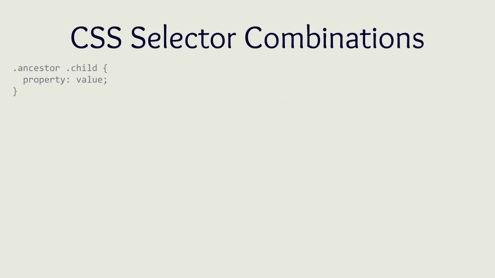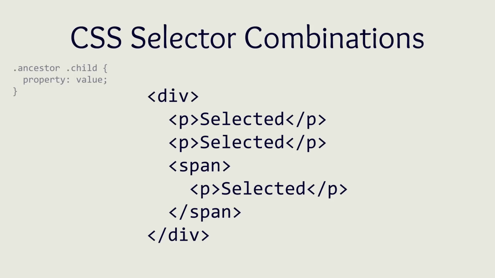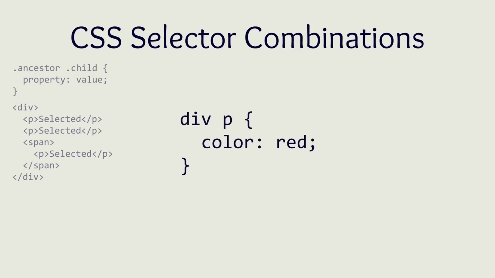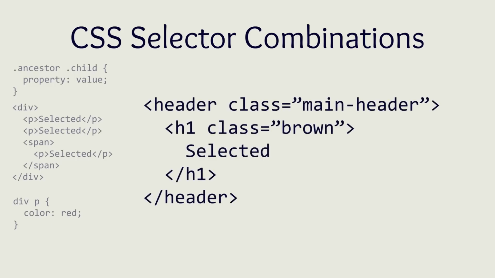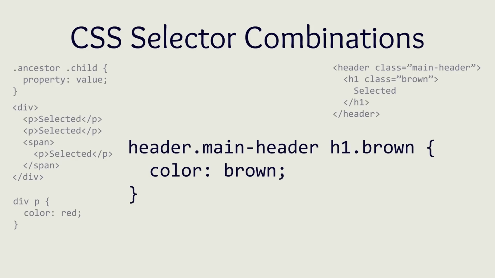For example, to select all p tags inside a div, you simply need to use the following selector. This will select all p tags that have a div as their ancestor, even if the div tag is not the direct parent of the p tag. This combination of selectors can be combined with the previous combination of selectors to make even more specific selectors. For example, to select all h1 tags with the class of brown that have a header with the class main header as their ancestor, you would do this.